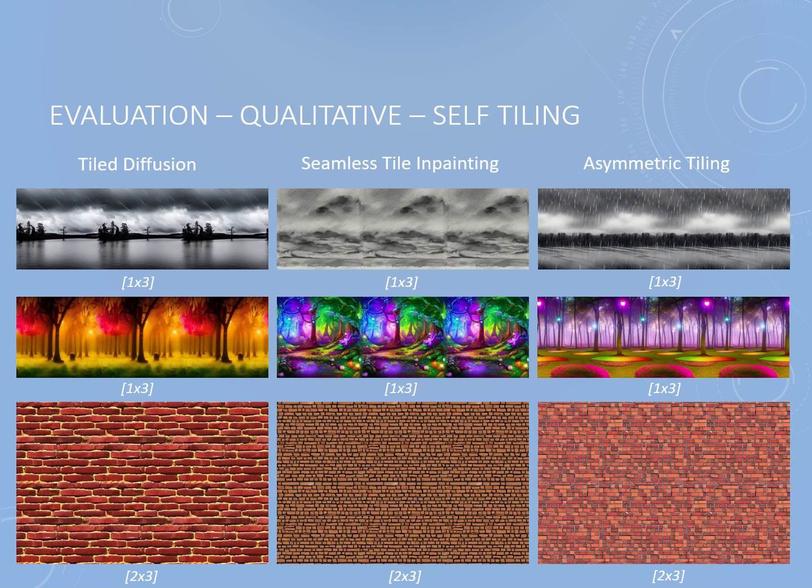Let's look at our evaluation results. For self-tiling, we compare against seamless tiling painting and asymmetric tiling. In landscape examples, our method and asymmetric tiling maintain logical continuity, while seamless tiling painting shows misalignments and artifacts. For textures, all methods perform well due to the lack of complex high-level structure.